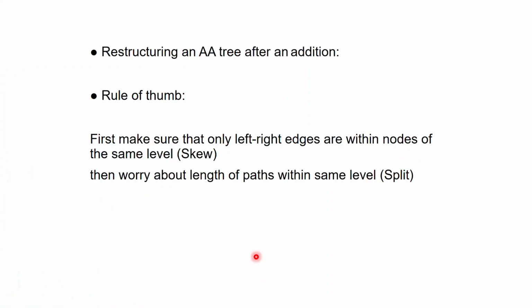Hi, in this lecture we are going to discuss how we rebalance an AA tree to maintain the depth small. After you insert an element into an AA tree, you have to rebalance or restructure it. The rule of thumb that we're going to follow when rebalancing is the following. First, we're going to make sure that only left-right edges are within nodes of the same level. If that doesn't happen, we are going to call a function called Skew.